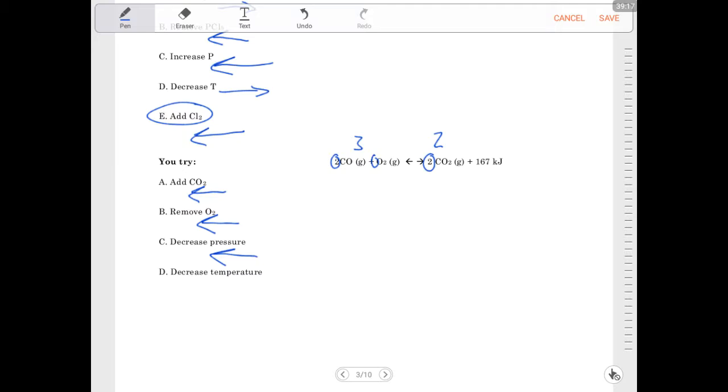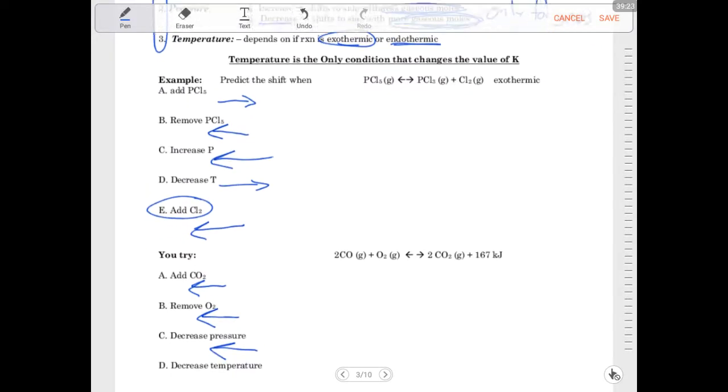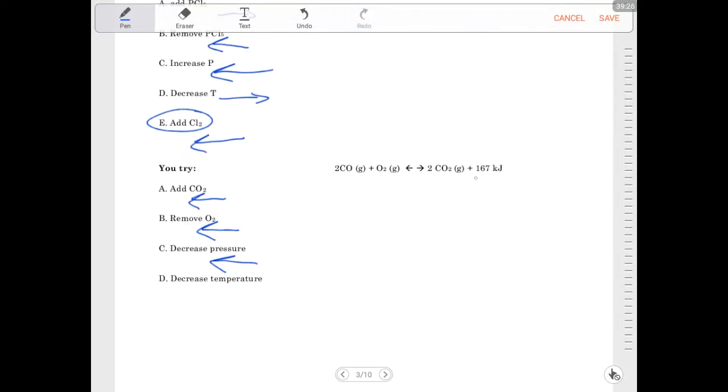Letter D. Here's that temperature piece. Notice how this one is written. Okay, is this exo or endothermic? Well, it doesn't tell us in terms of words, but exothermic means that you produce energy. So it's going to be on the product side. If it were endothermic, we could cross that out. It would say plus 167 over there. That's how we know it's endothermic, because it's on the reactant side. Well, it's a product here.